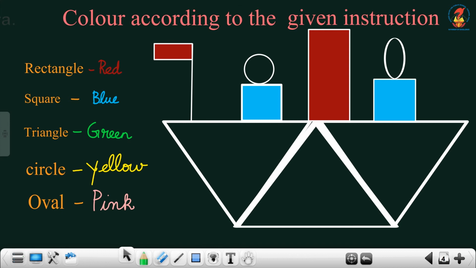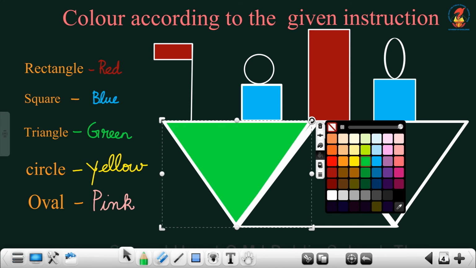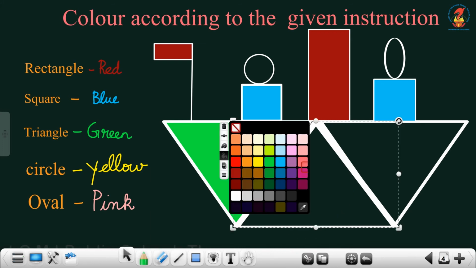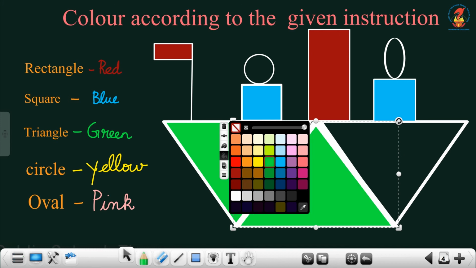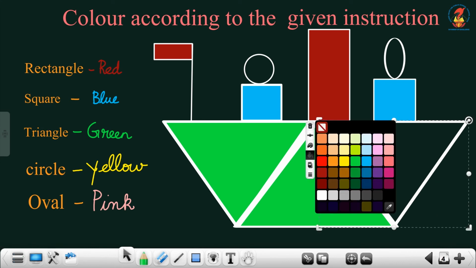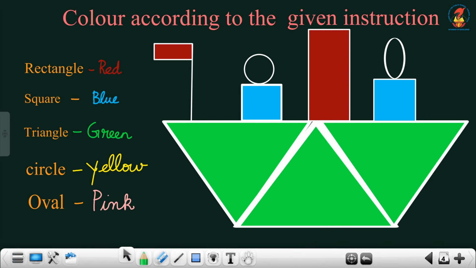Next is triangle. What color? Green you have to give. Which are the triangles? This is one triangle, this is another triangle and this is another triangle. So, there are 3 triangles and you have to give green color to the triangles. Okay, children? This first triangle, second triangle, green color, third triangle also green color. So, I have given green color to the triangles.